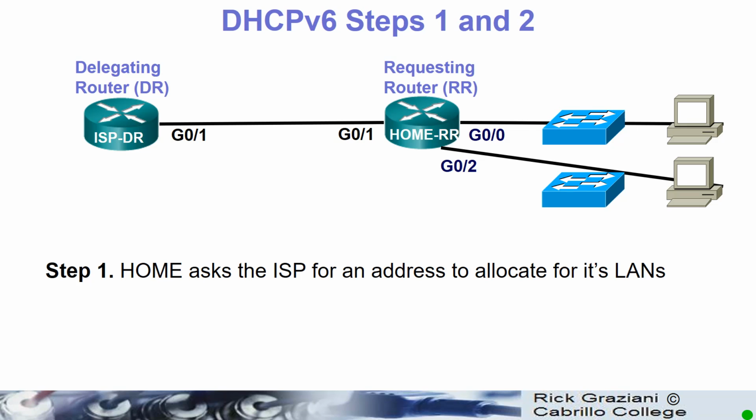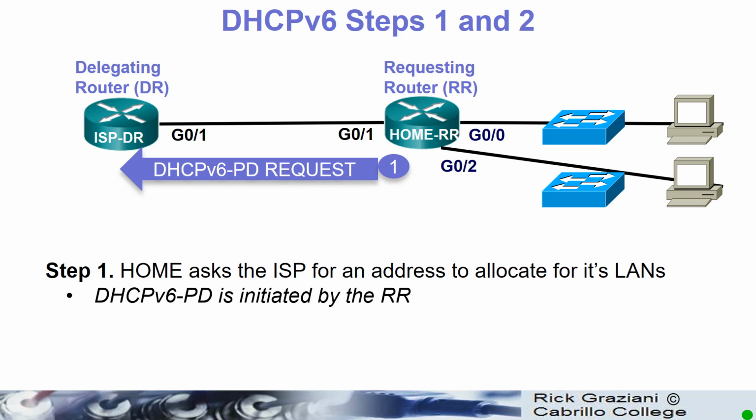That's how it works conceptually. How does it work actually? Basically, the home router will ask the ISP for an address to allocate to its LAN. DHCP requests.